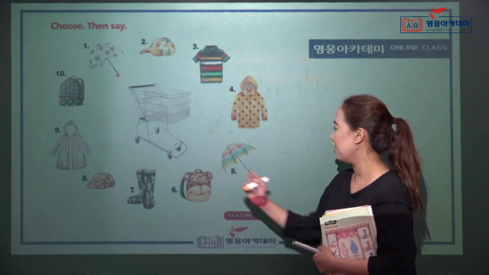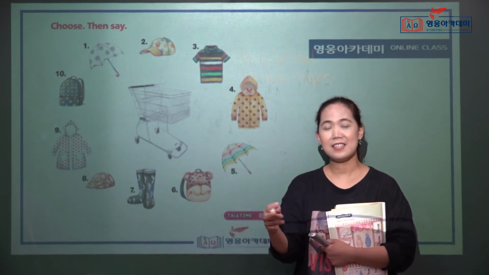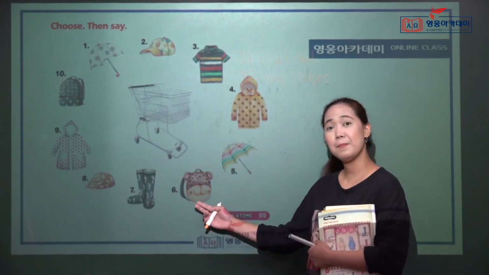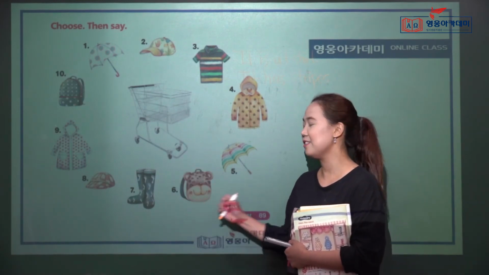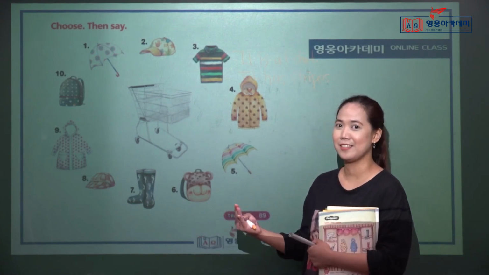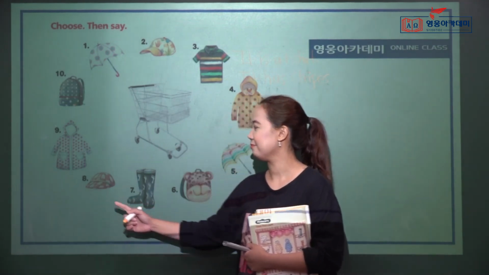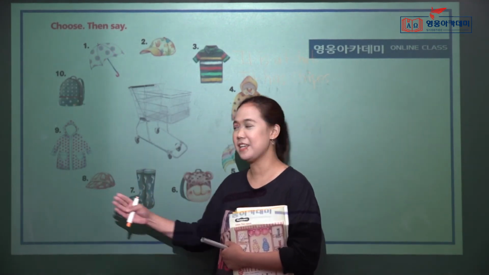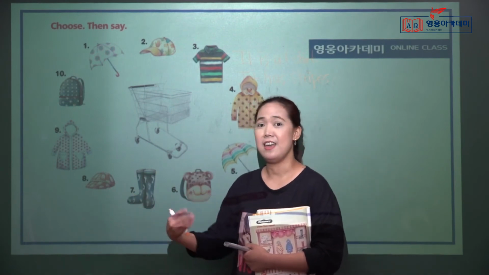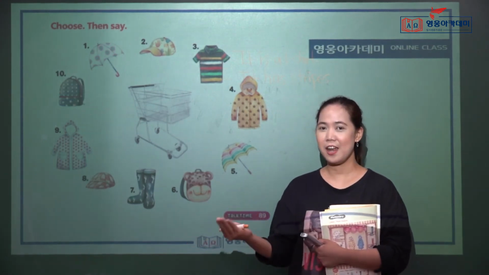Let's try number 6. What is this? It is a backpack. Say it again, guys. It is a backpack. What is the pattern? It has animal prints. It has animal prints. Very good. How about number 8? It is a cap. Say it again. It is a cap. What's the pattern? It has checks. Again, it has checks.